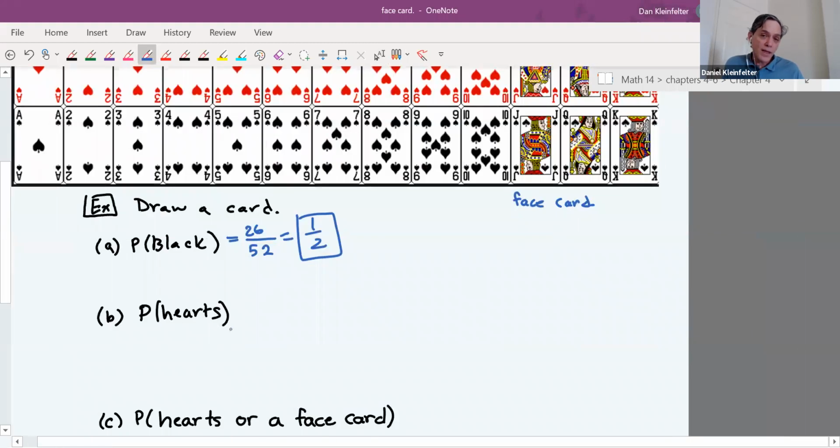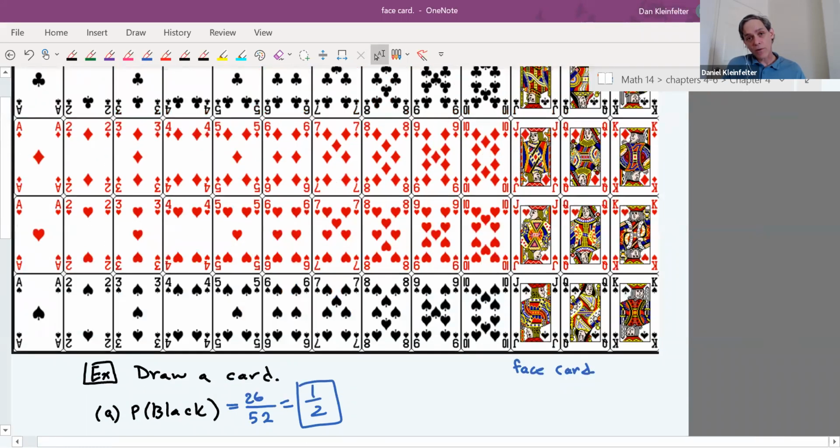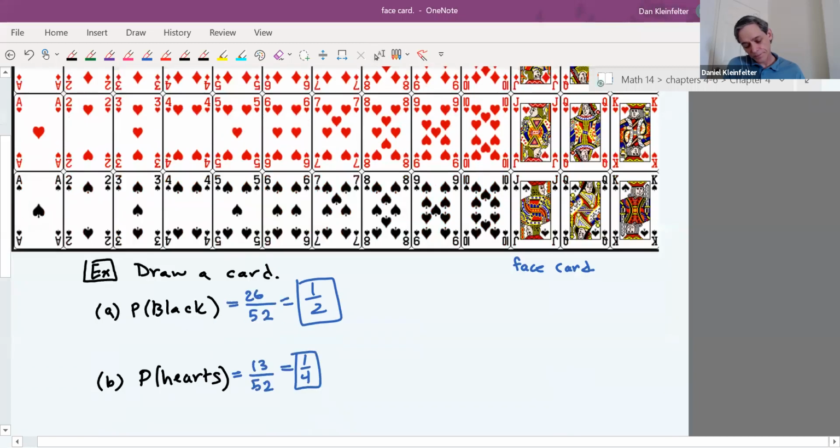Okay, the probability of getting a card that is hearts: there are 52 cards, out of which 13 are hearts, which is the same as 1/4. There are 4 different suits, and one of the suits, those 13 cards in the third row, are all hearts.